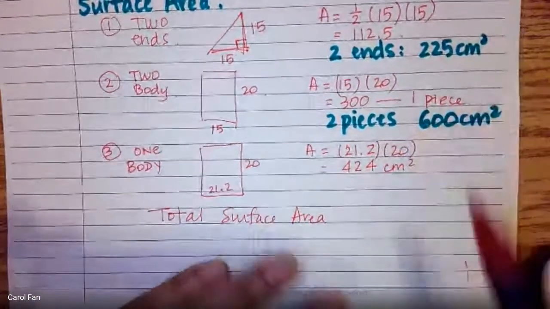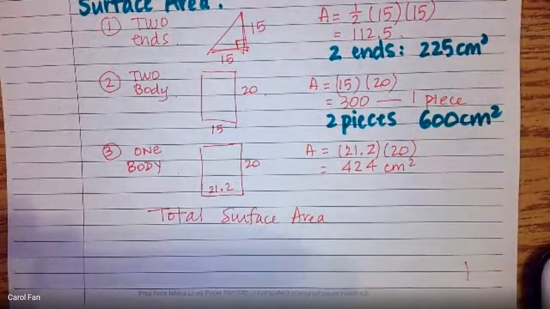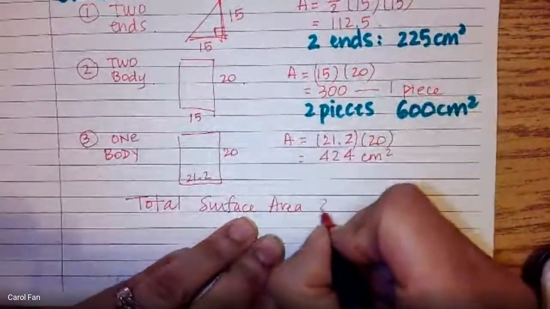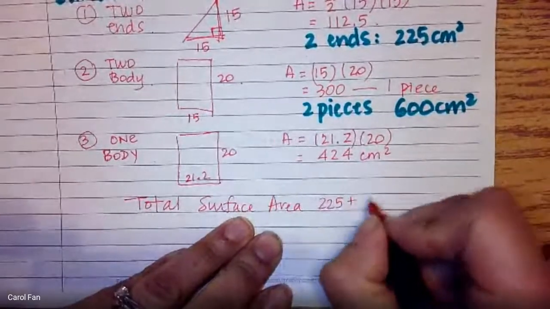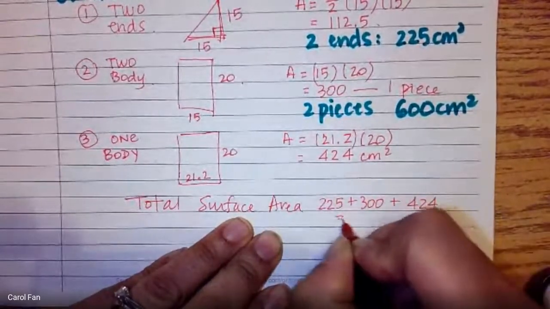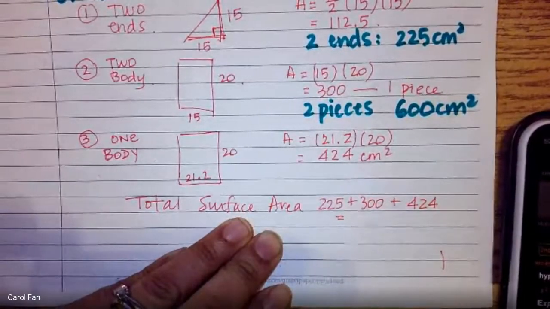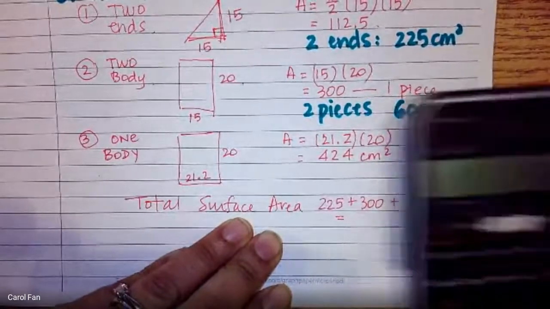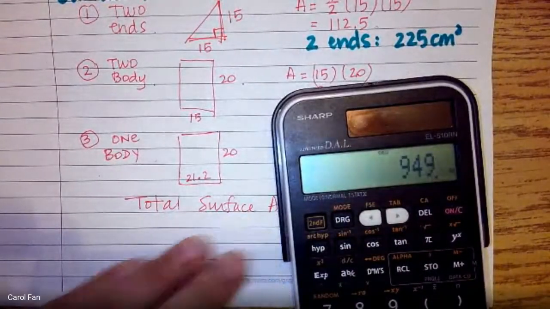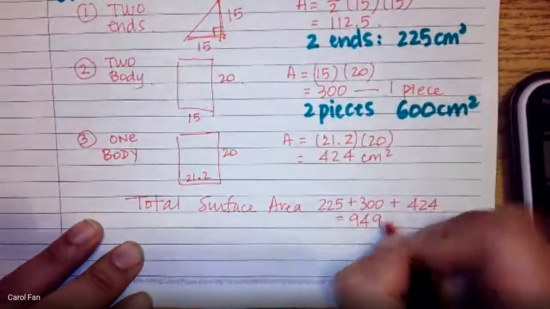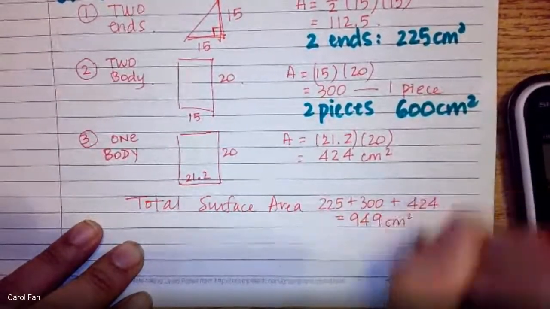So our total surface area, we are going to add up our values. We have 225 plus 300 plus 424, and that equals, oops, sorry, I didn't show the calculator, 949 centimeters squared.